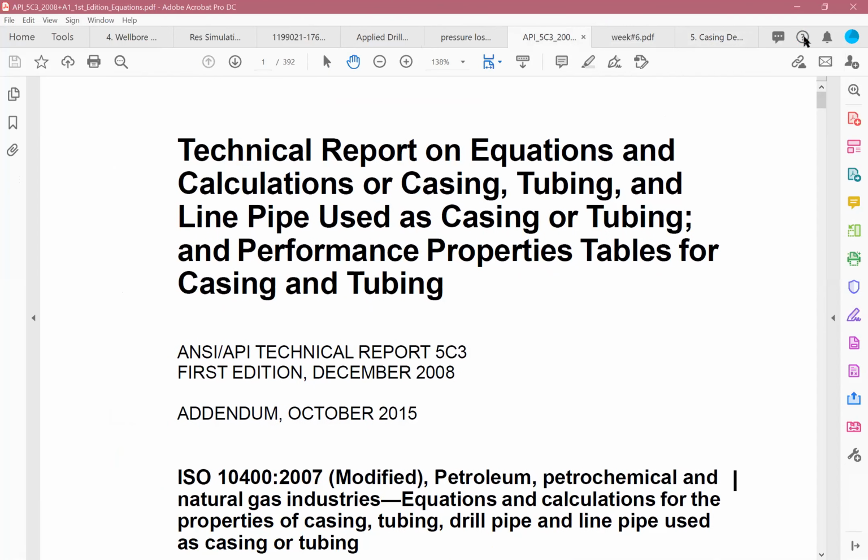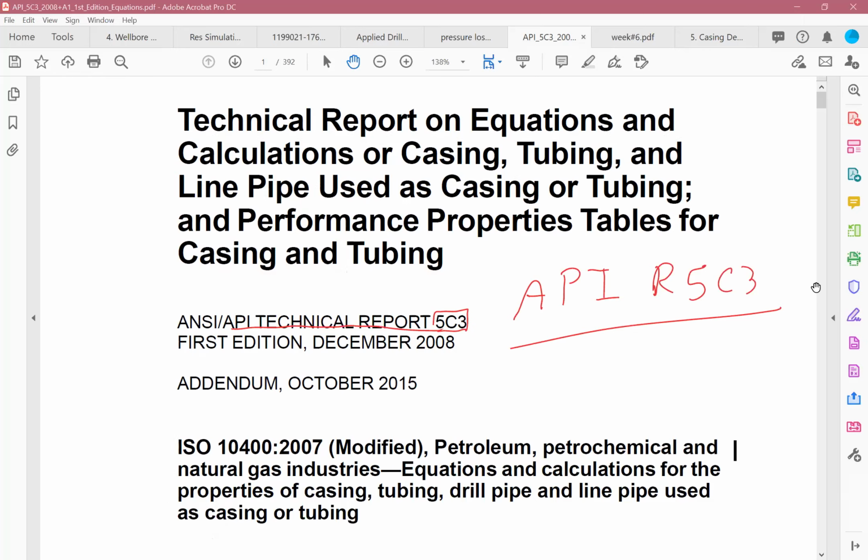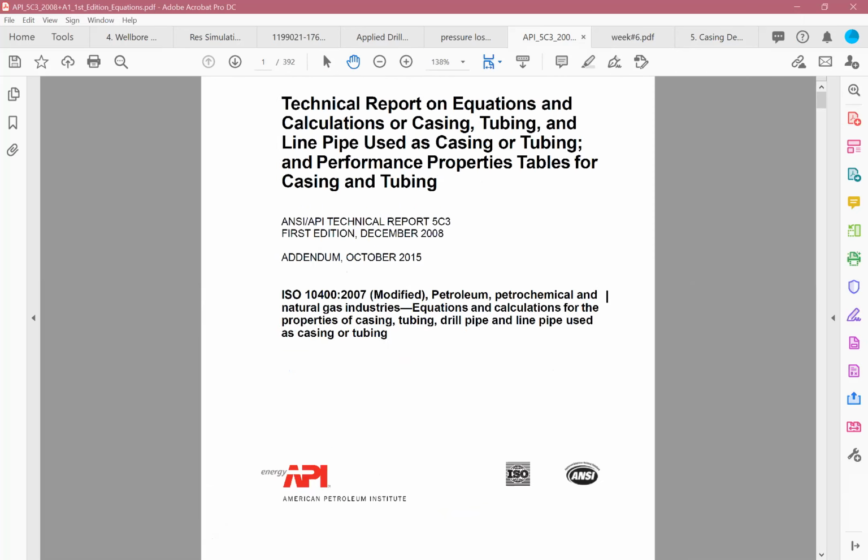So this is a technical report, equations, calculations for casing, tubing, line pipe, everything. It's basically an American Petroleum Institute report. This is the API technical report, and the report number is 5C3. So the way they write it is API R5C3. And in this report, it's all about the casings and tubings.